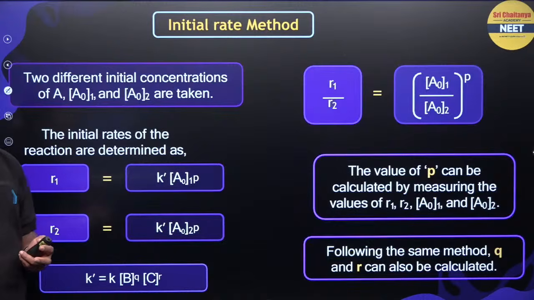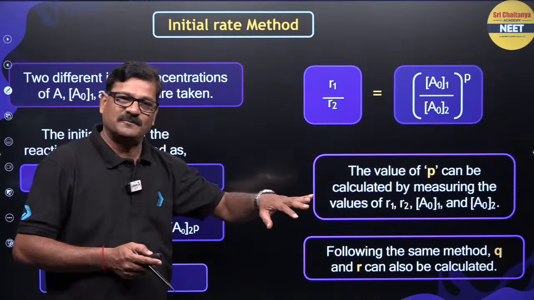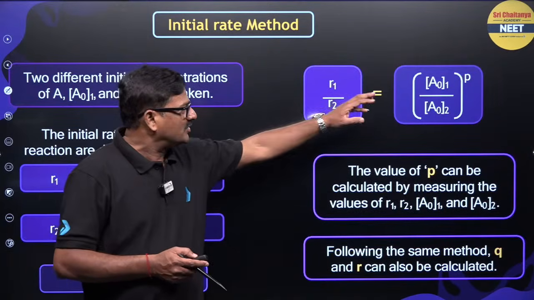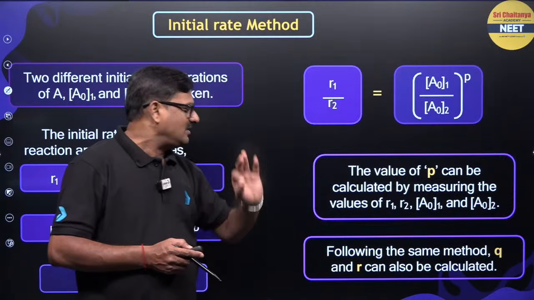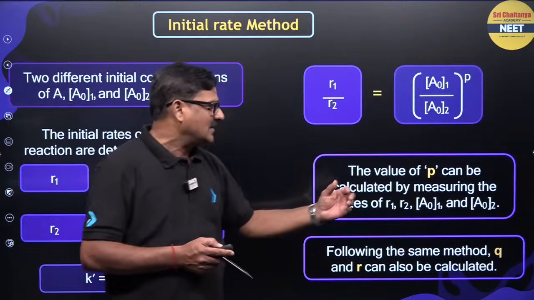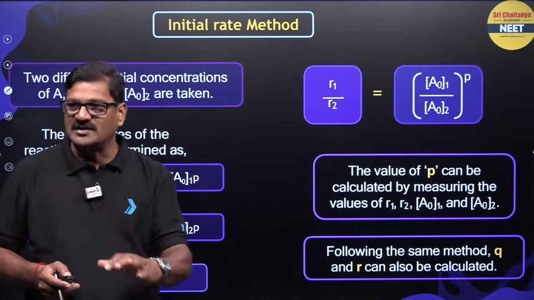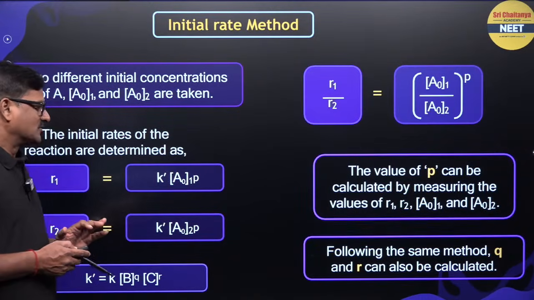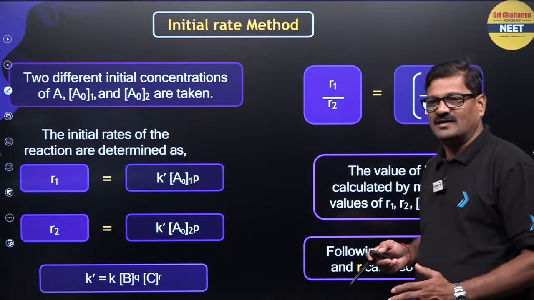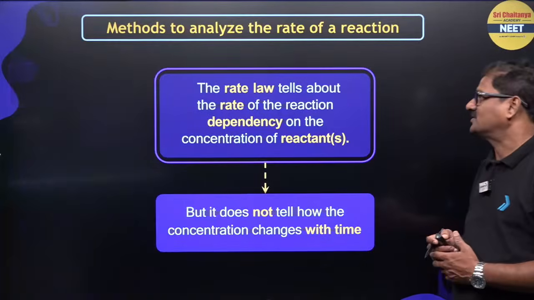And we can see, compare the rate at some time period T1 and at the time period T2, and you can calculate the P value. The value of P can be calculated by measuring this A0, A2, A1, A3 like that. That is called the initial rate method. Following the same method for Q and R, for B as well as C, so that P, Q, R can be calculated, that is the overall order of a reaction.